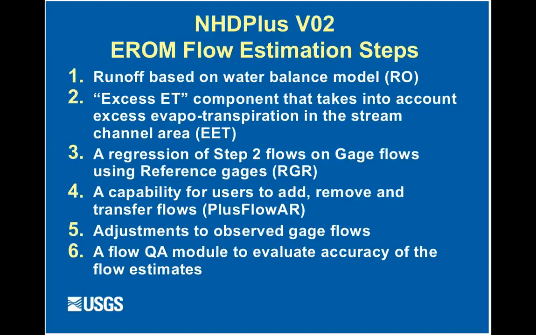The flows are computed for each of the first 5 steps here in NHD Plus. And then each step gives us an improvement of the estimate. And the results of the 5th step are considered to be the best estimate of the flows. I'll walk through each of these steps very, very quickly, but I would just want you to get a feel for what the process is like.